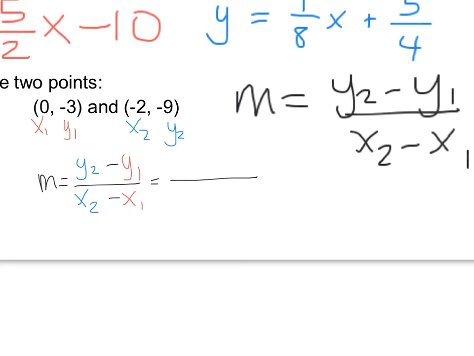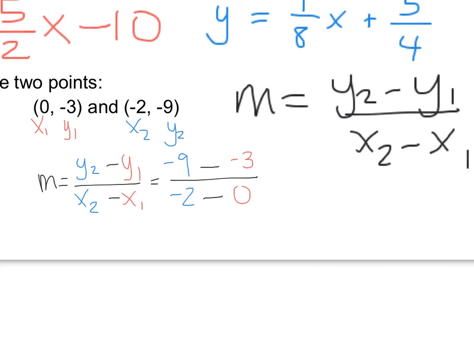So I've got y2 is negative 9 minus y1 is negative 3 divided by x2, which is negative 2, minus x1, which is 0. So now we're just going to go through and do the subtraction.